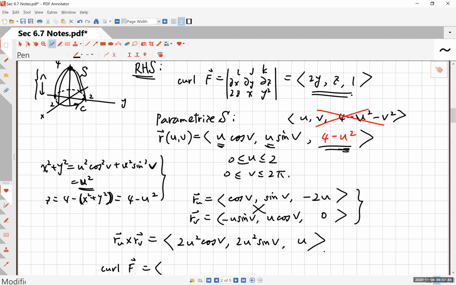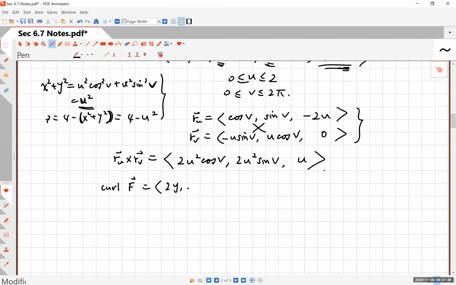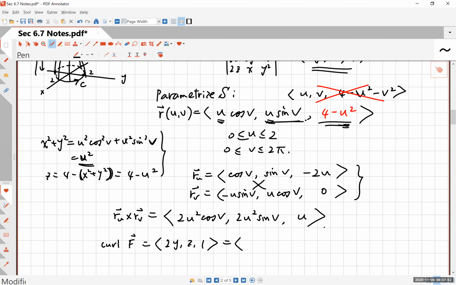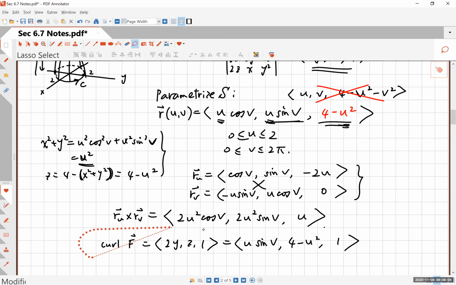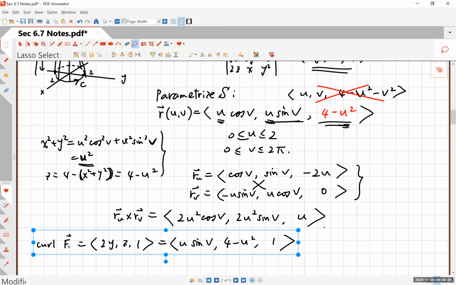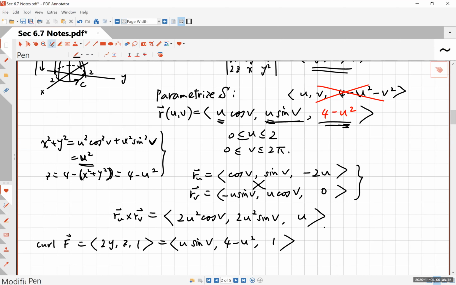Remember, curl of f is 2i, z, 1. What is y in my parametrization? That's u sine v, and z is 4 minus u squared, and the last one is 1, right? And this is a nice way to write this. I wish I could move this. Wow, you can move that. You know why I'm doing this, right? Because I would like to align these two. It would be really nice to have a one-to-one match between these. And I'm not going to write this, but I need to add.